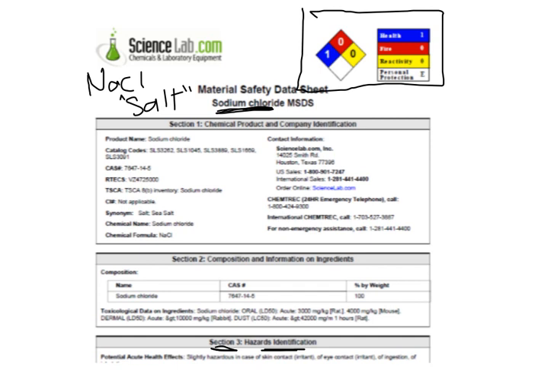I'm going to explain this in a slide, but if you can see, the blue is all about its health effects. Red is all about whether or not it can be lit on fire. And yellow is whether or not it reacts. Salt is not reactive. It doesn't set on fire. Salt does have some health effects, though.